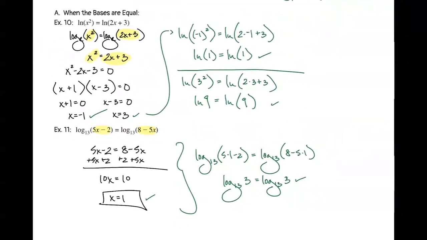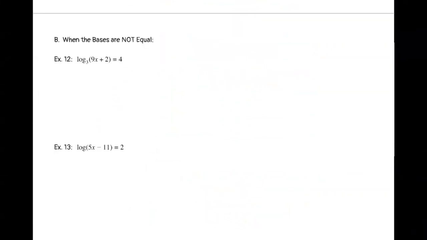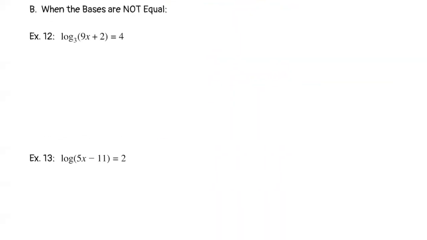So in some ways, the structure of solving a log equation when the bases are the same is very similar to the exponential one. All right, so let's take a look at what happens when the bases are not equal to each other. All right, so in looking at example 12, the bases aren't equal because I only see one log.